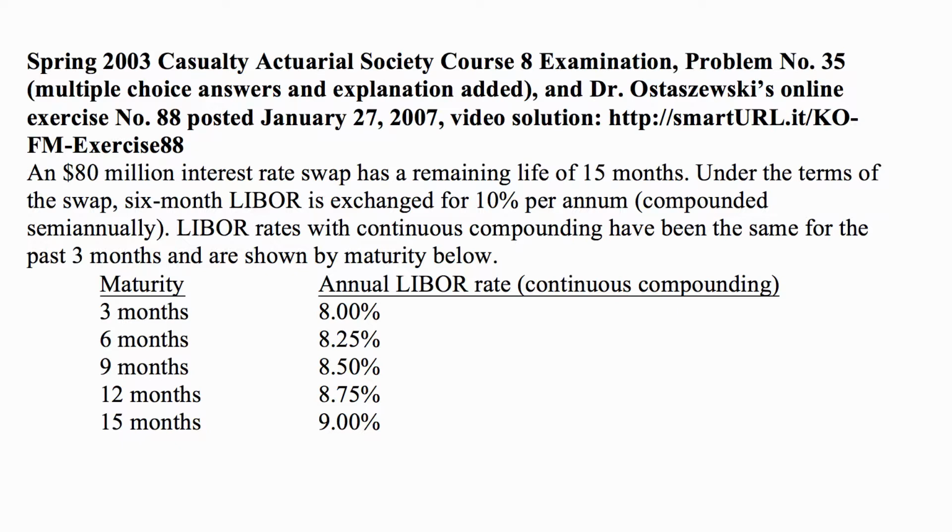An 80 million interest rate swap has a remaining life of 15 months. Under the terms of the swap, 6-month LIBOR is exchanged for 10% per annum, compounded semi-annually. LIBOR rates with continuous compounding have been the same for the past 3 months and are shown by maturity below. For 3 months, it's 8%. All of this is continuous compounding, so these are forces of interest. 6 months, 8.25%. 9 months, 8.50%. 12 months, 8.75%. And 15 months, 9%.